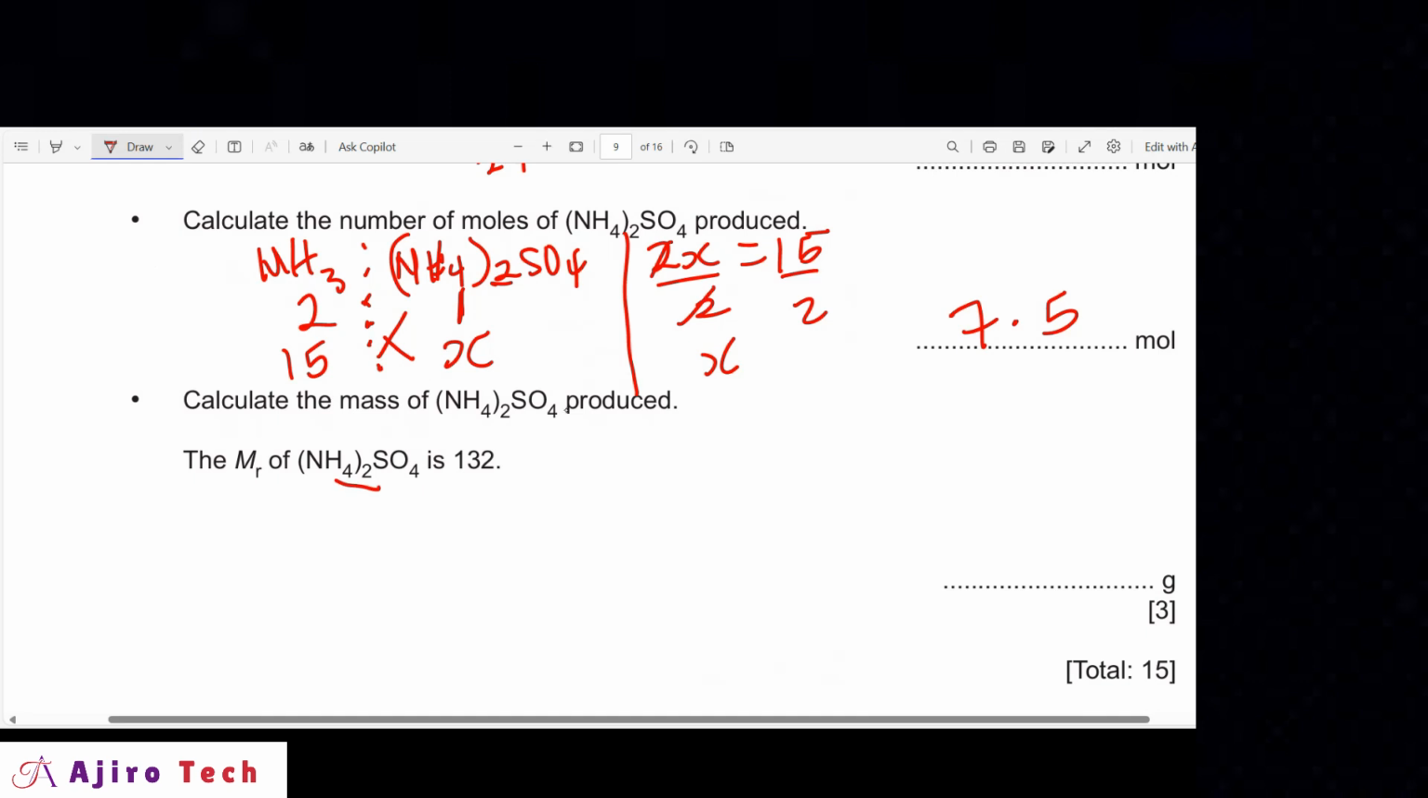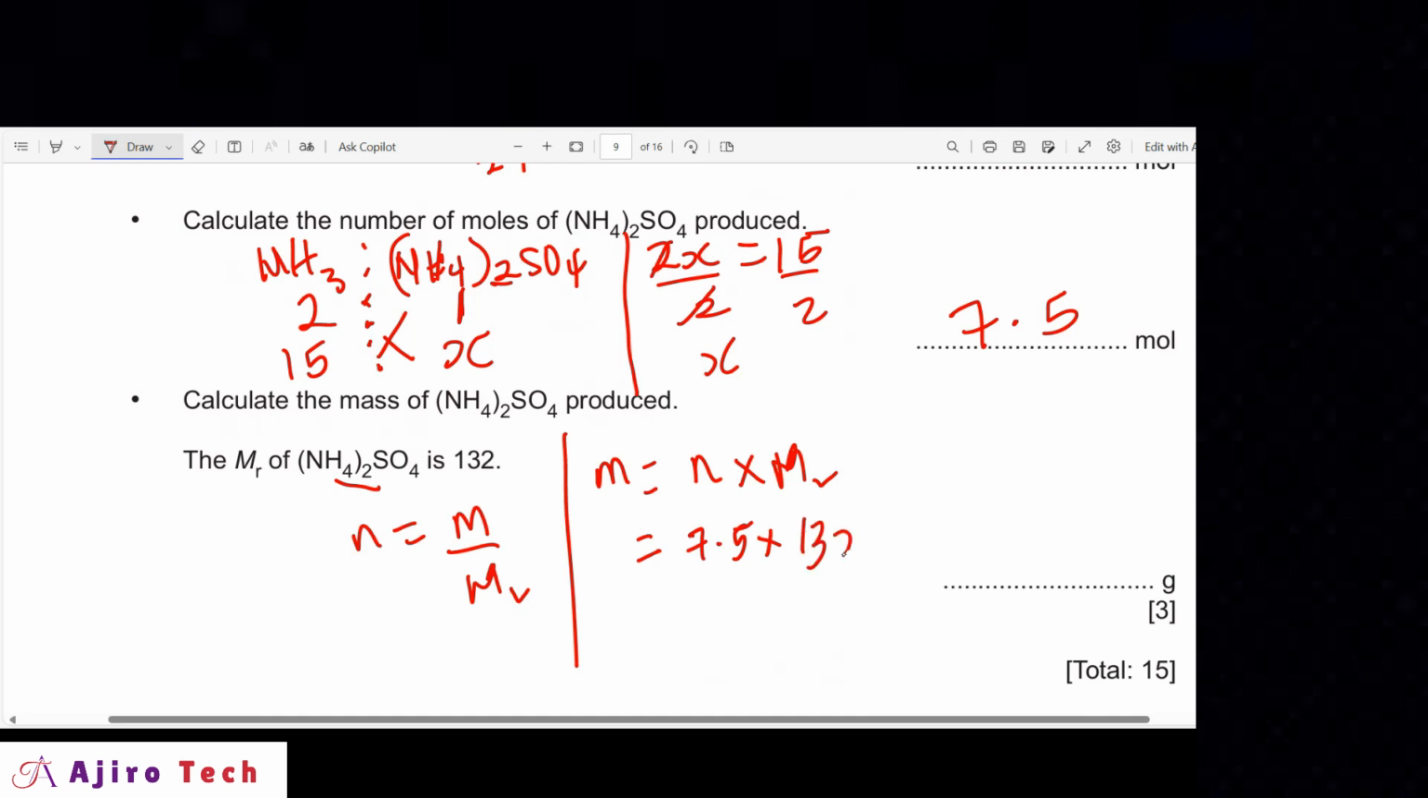Now, the next part of it says calculate the mass if the MR is this. So remember, what formula relates number of moles to MR and mass? So remember the formula, that number of moles is mass over MR. So we're looking for M. So M will be equivalent to N times MR. So we have N already to be 7.5 multiplied by the MR, which is given to be 132. So let me compute that.